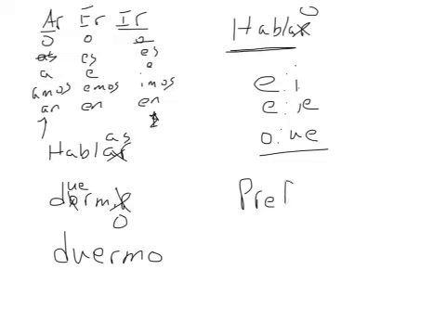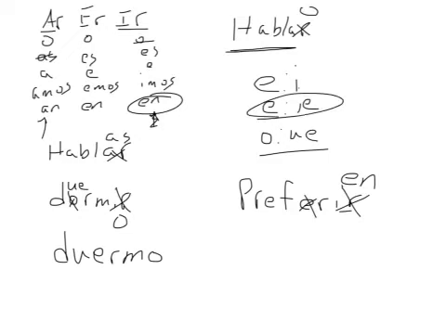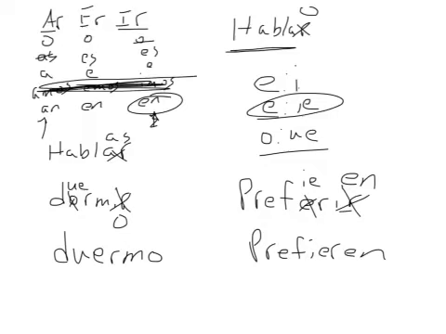Preferir, it's also an IR verb. Let's say that we want to say they sleep. So we're going to take off the ER, we're going to say N, but it's not preferen. We take the E that's closest to the end, it's E to IE, so we're going to change that E to an IE, and it's going to be prefieren. However, you do not ever stem change nosotros, right?